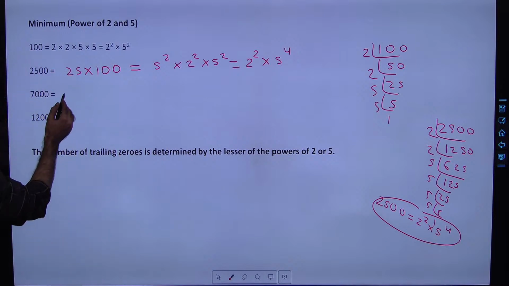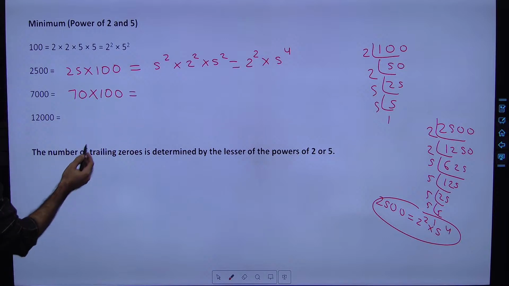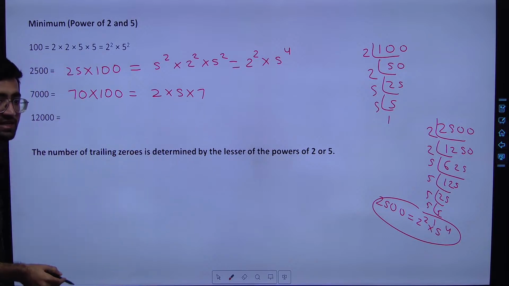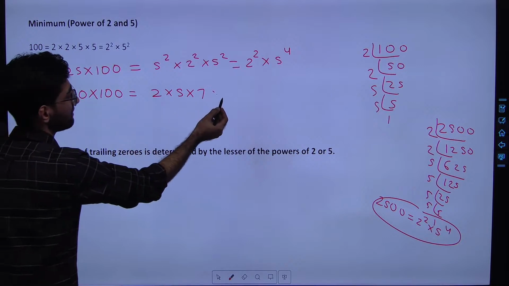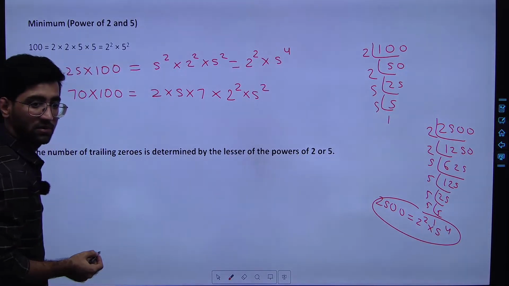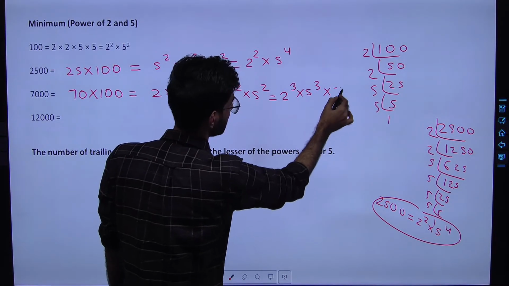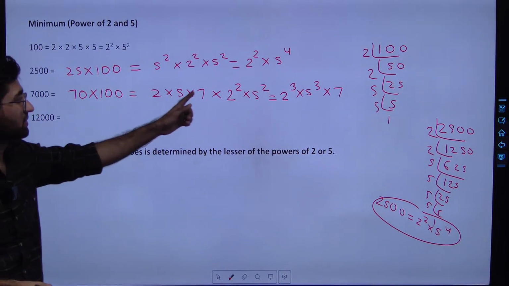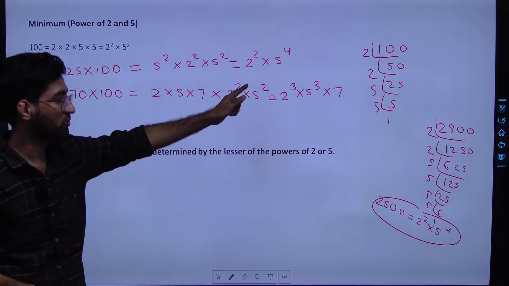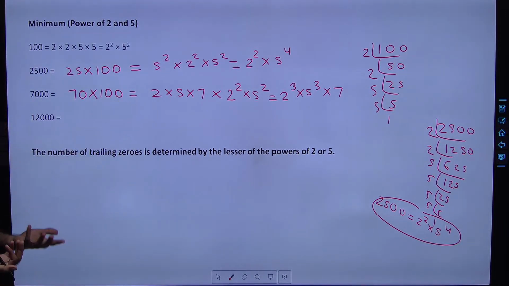right? So can we write 7000 as 70 into 100? Can we write 70 as 2 into 5 into 7? 2 into 5 is 10, into 7 is 70, right? And can we write 100 as 2 to the power 2 into 5 to the power 2, right? So can we write it as 2 to the power 3 into 5 to the power 3 into 7? See, 2 to the power 1 into 2 to the power 2 will be equal to 2 to the power 3, and 5 to the power 1 into 5 to the power 2 will be 5 to the power 3, right? If the base is same, we are adding powers, right?